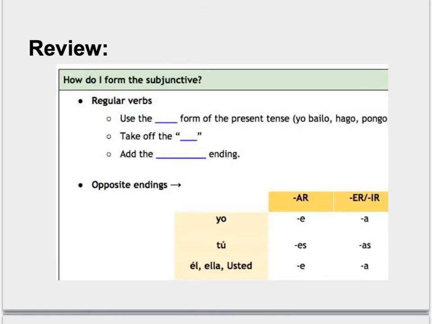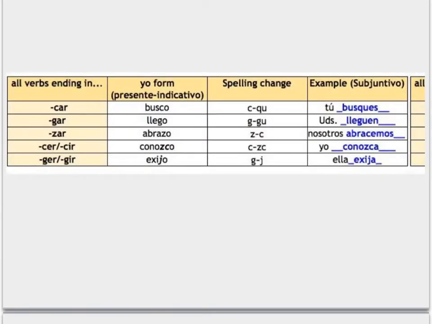First, a quick minute to review. You guys remember that to make a subjunctive verb, we use the yo form of the present tense, like bailo, hago, pongo. We take off the o and we add the opposite ending. Now, building on that, let's look at verbs that have a spelling change in the subjunctive. All verbs ending in car, gar, zar, or cer, cir, ger, gir are going to have a spelling change.